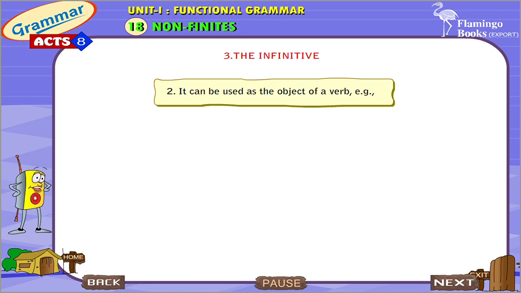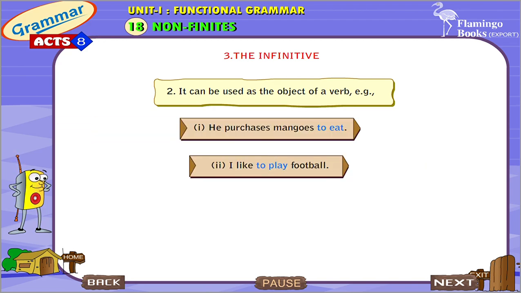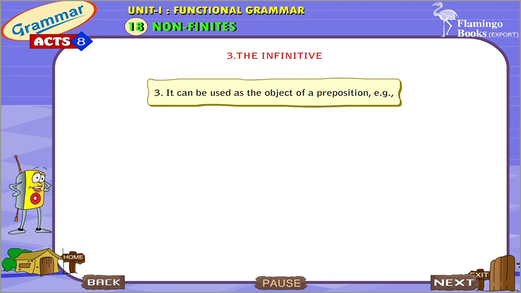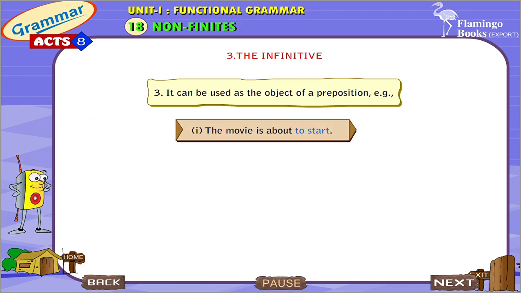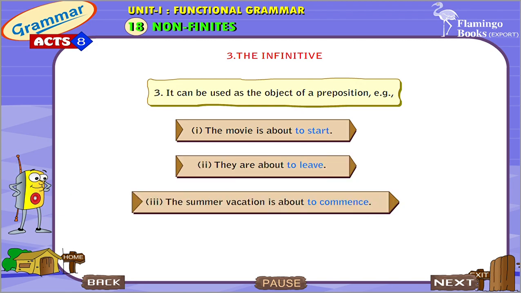It can be used as the object of a verb. Example: He purchases mangoes to eat. I like to play football. He tried to win the prize. It can be used as the object of a preposition. Example: The movie is about to start. They are about to leave. The summer vacation is about to commence.